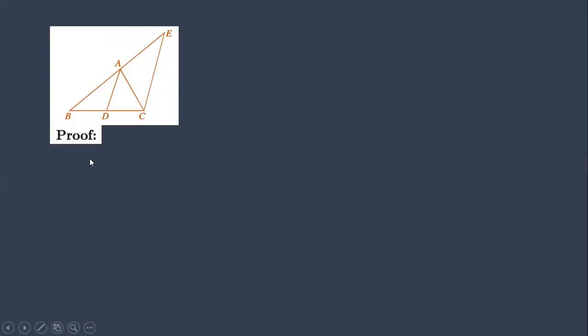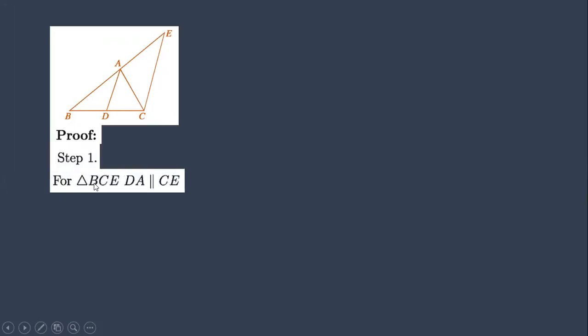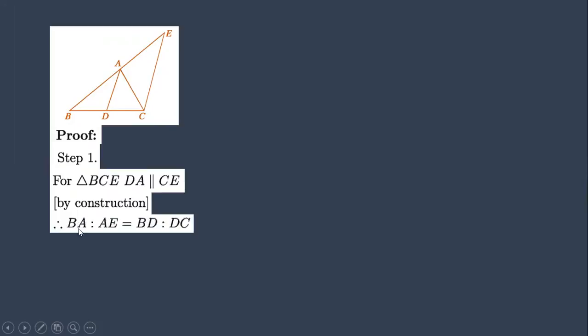Proof. Step 1. For triangle BCE, DA is parallel to CE, which we get from construction. So BA ratio AE is equal to BD ratio DC.